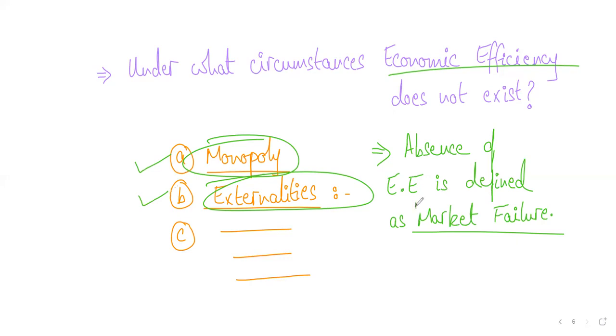Is that making sense to you? So this new word, you might have studied this in your AS as well, by the way, right? But here is the new definition for it. So absence of economic efficiency is known as market failure, right?